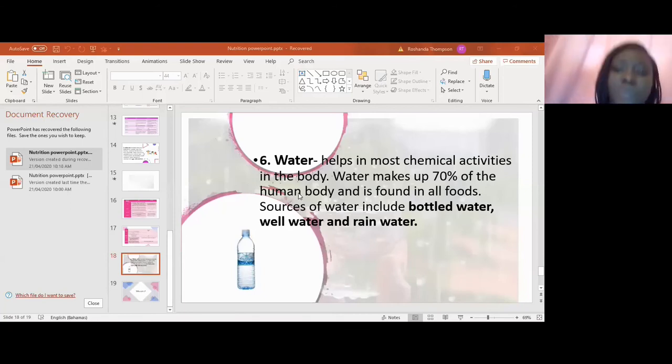Okay, so let's quickly run through them, because I need to make sure that you know what I want you to know. Our first nutrient was what? What was our first nutrient? Okay, take a minute. From last class, our first nutrient was carbohydrates or carbs. Carbs are needed for energy production. What was our second nutrient?